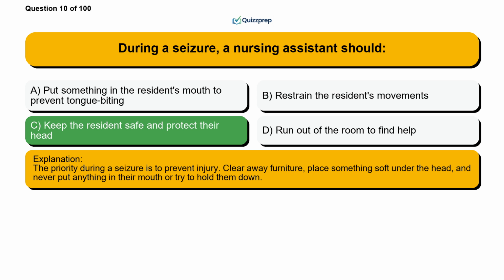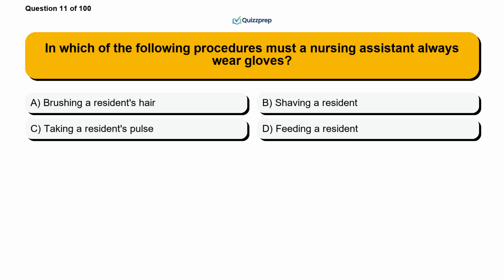them down. Question 11. In which of the following procedures must a nursing assistant always wear gloves? Option A, brushing a resident's hair. Option B, shaving a resident. Option C, taking a resident's pulse. Option D, feeding a resident.